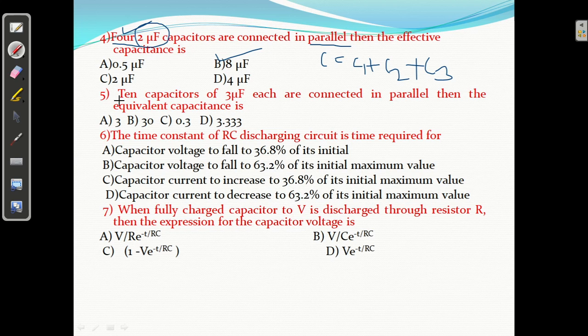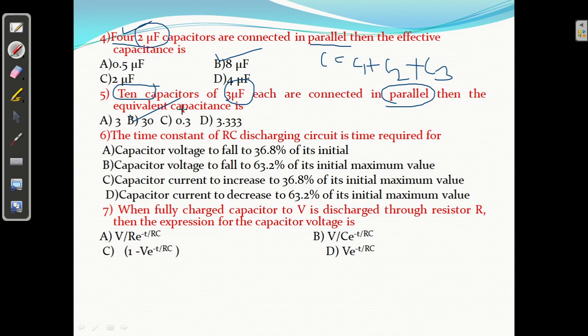Next question. 10 capacitors of 3 microfarad are connected in parallel. Then the equivalent capacitance will be added: C1 plus C2 plus C3 up to C10. So 3 plus 3 plus 3, 3 into 10, 10 times, means 30. Answer is B, if they are in parallel.